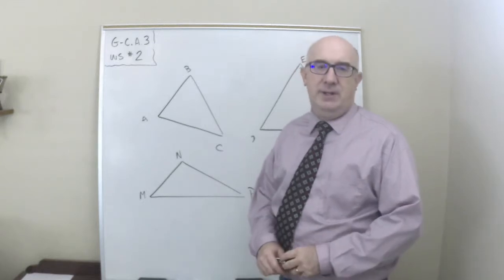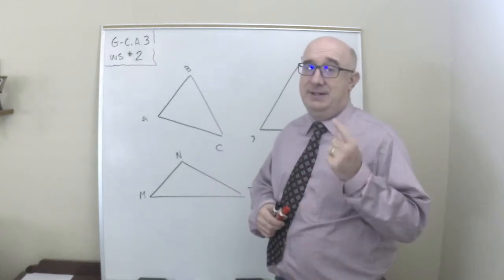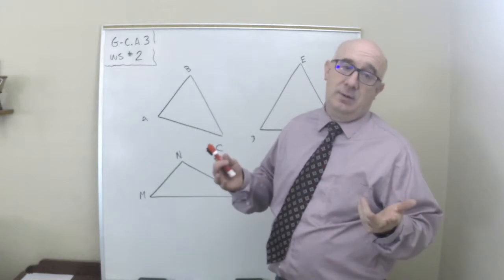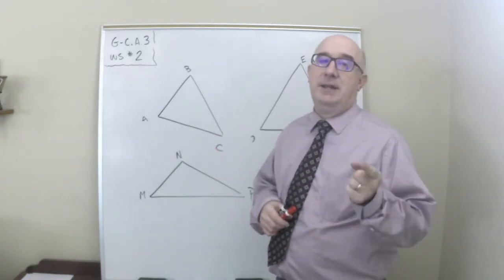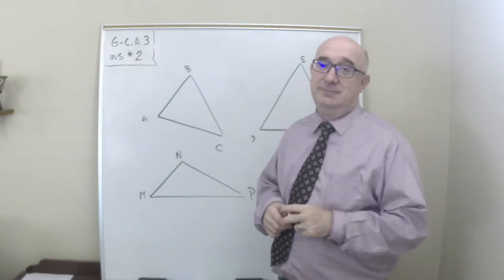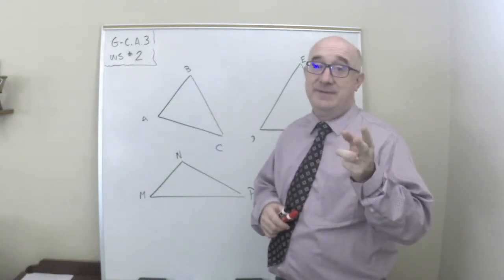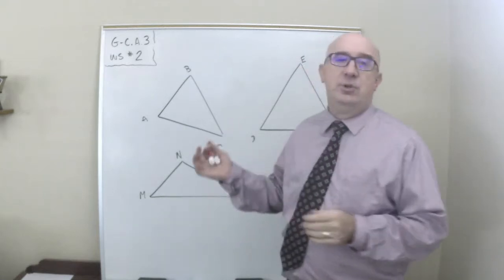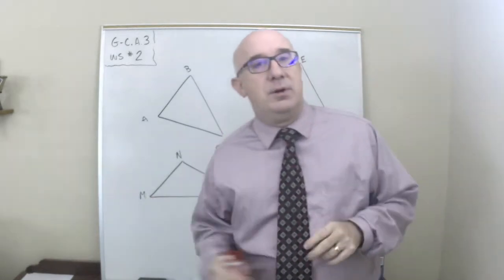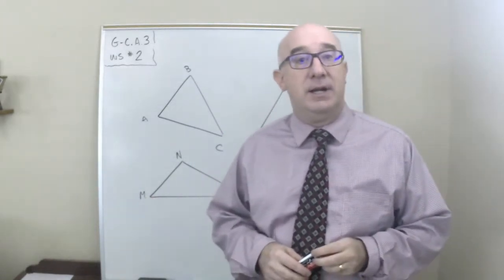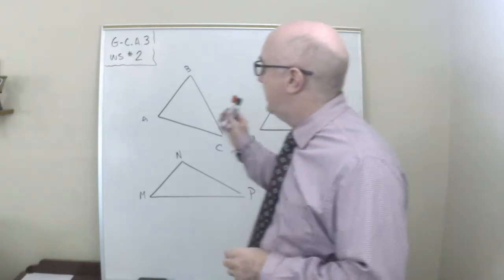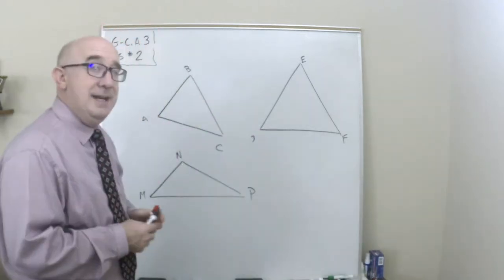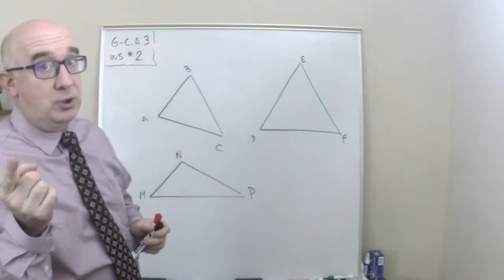G-C.A.3 Worksheet 2 is about the construction of the Incenter, or in other words, the Incircle, and the Circumcircle and the Circumcenter. Whew! Say that 10 times fast. Now, I'm going to just do them by hand first, and then we'll run over and do a little technology to show you kind of the up close.